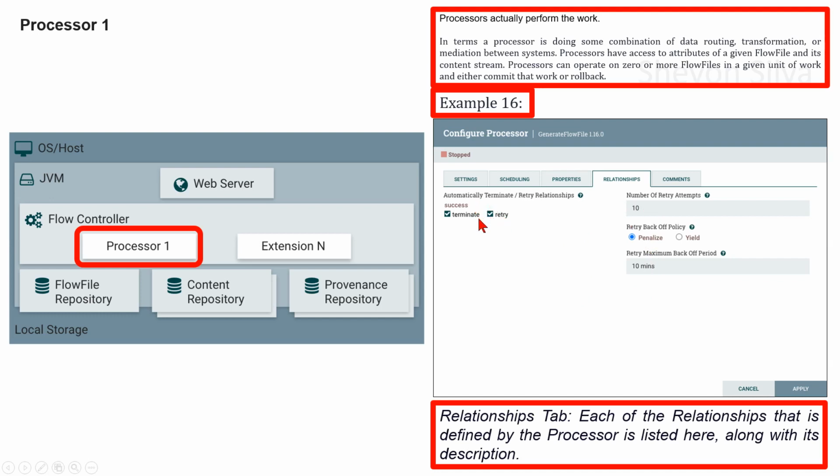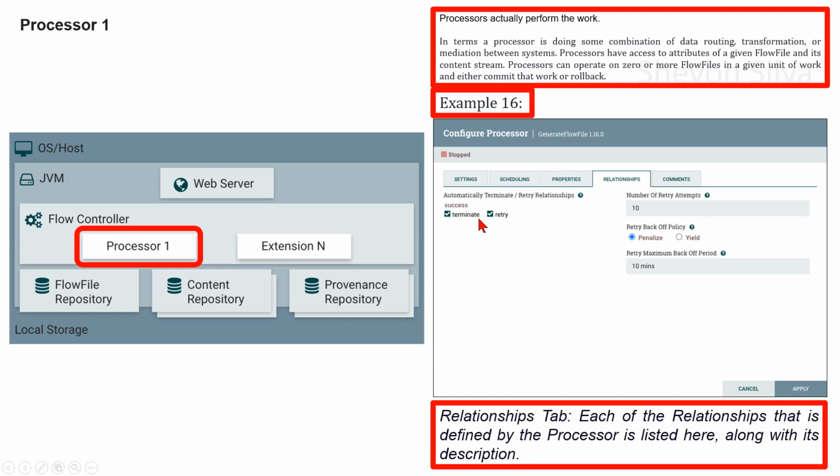In order for a processor to be considered valid and able to run, each relationship defined by the processor must be either connected to a downstream component or auto-terminated. If a relationship is auto-terminated, any flow file that is routed through that relationship will be removed from the flow and its processing considered complete.